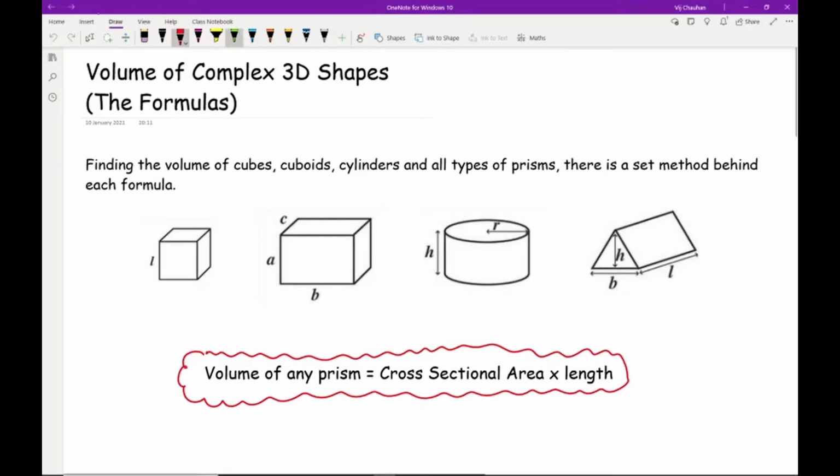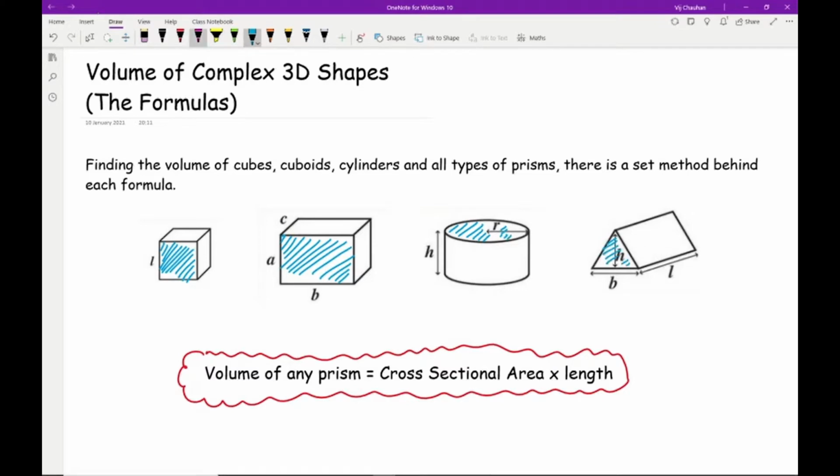Now, as mentioned on the formula, the basic concept of the volume of any prism is that it's the cross-sectional area. So if you pick a face on the shape that is repeated and makes that shape, for example on a cuboid it is one of the rectangles, one of the three faces I should say. On a cylinder it's the circle, and on a triangular prism it's the triangle.